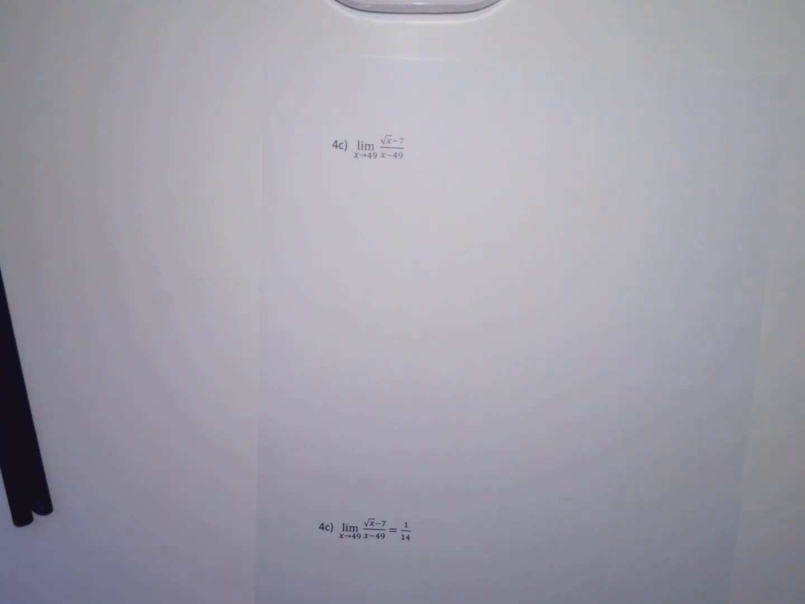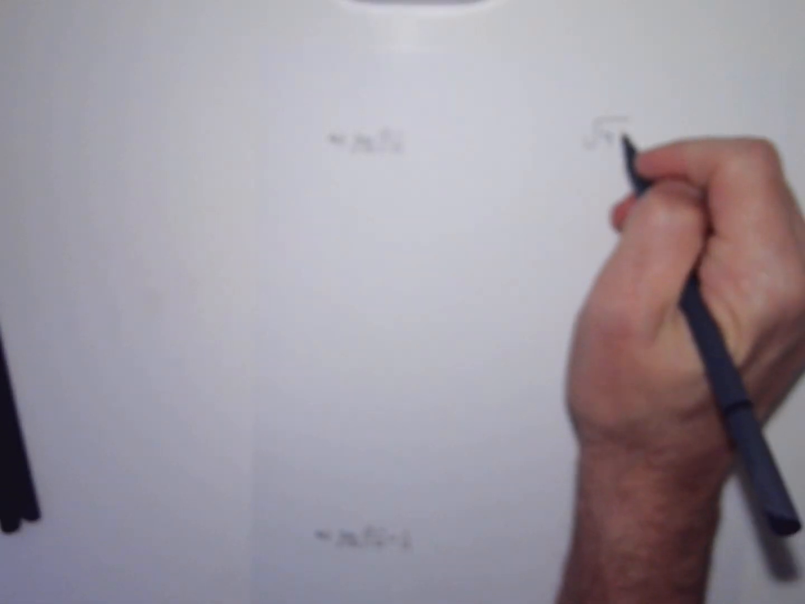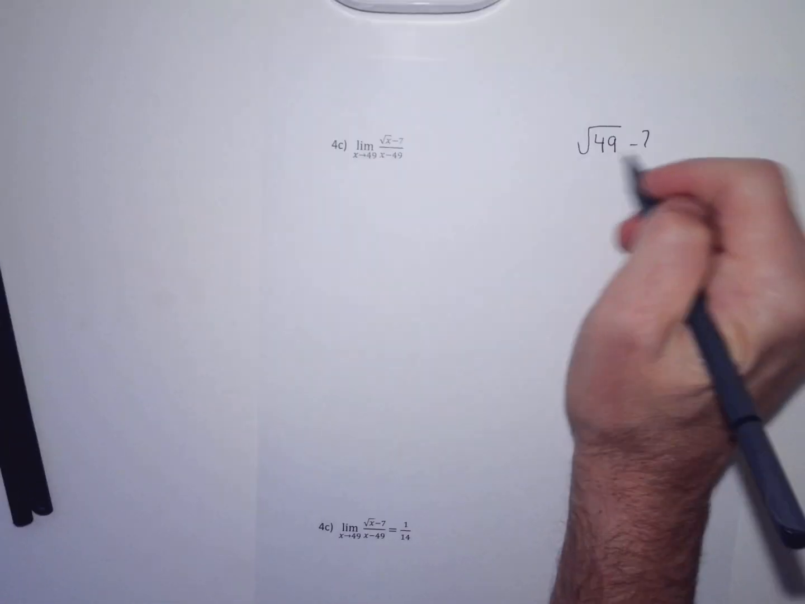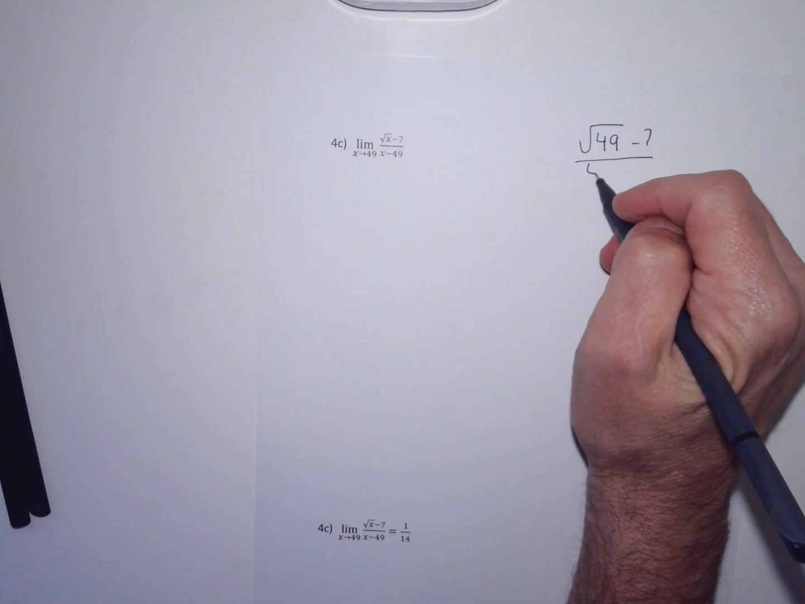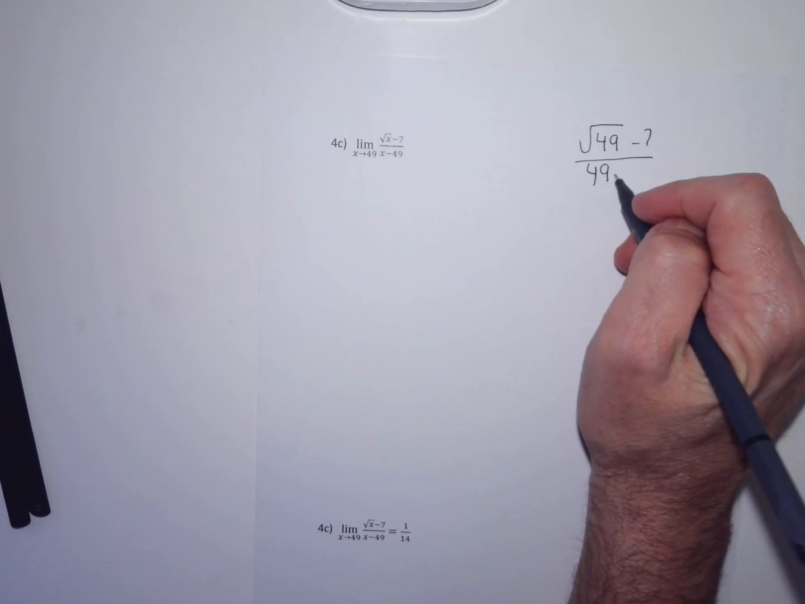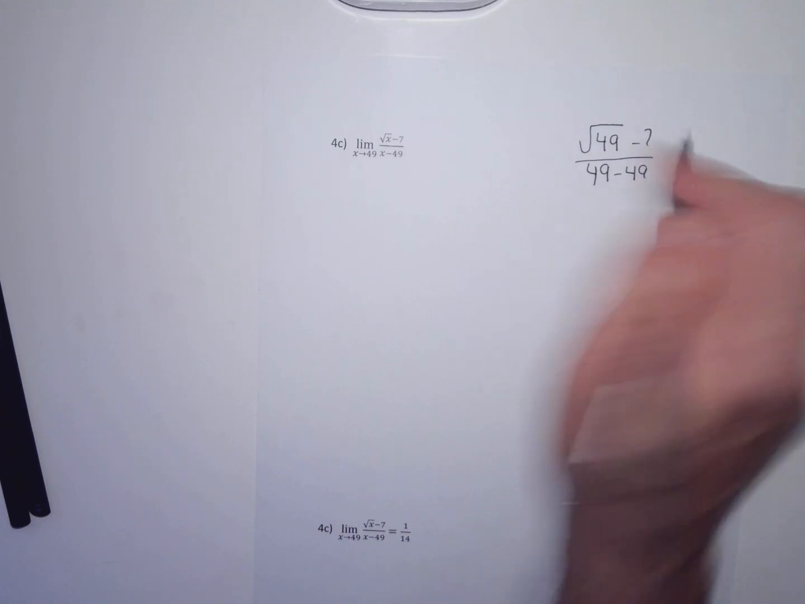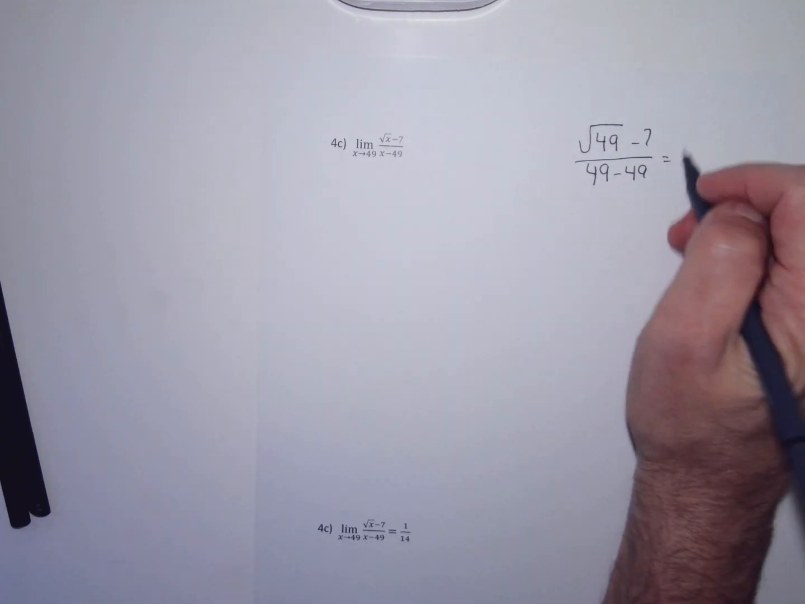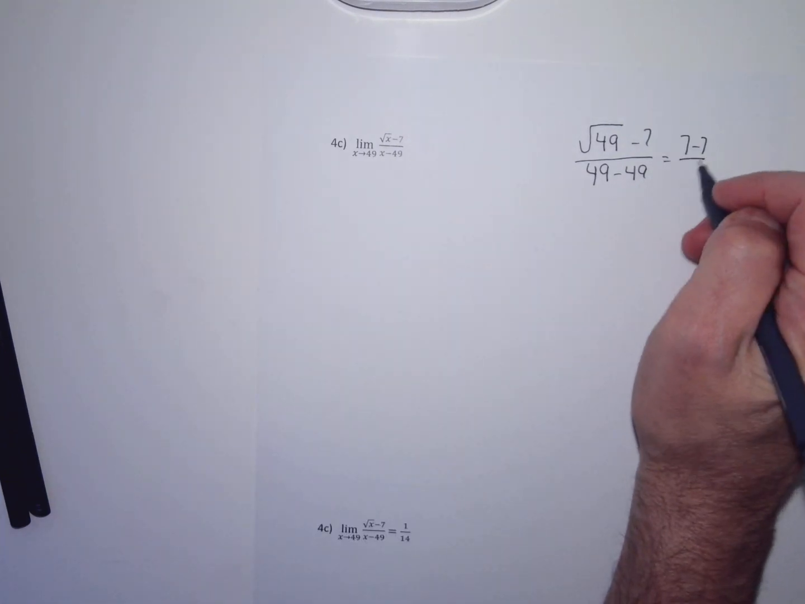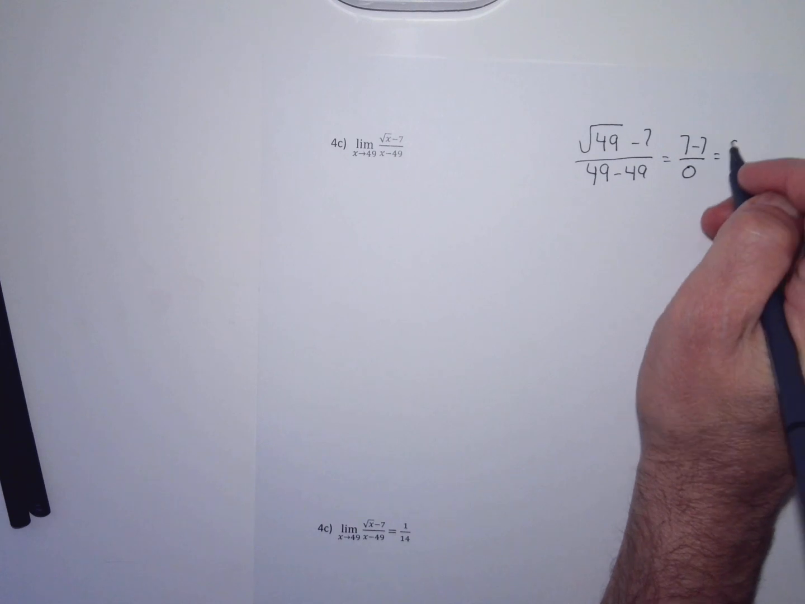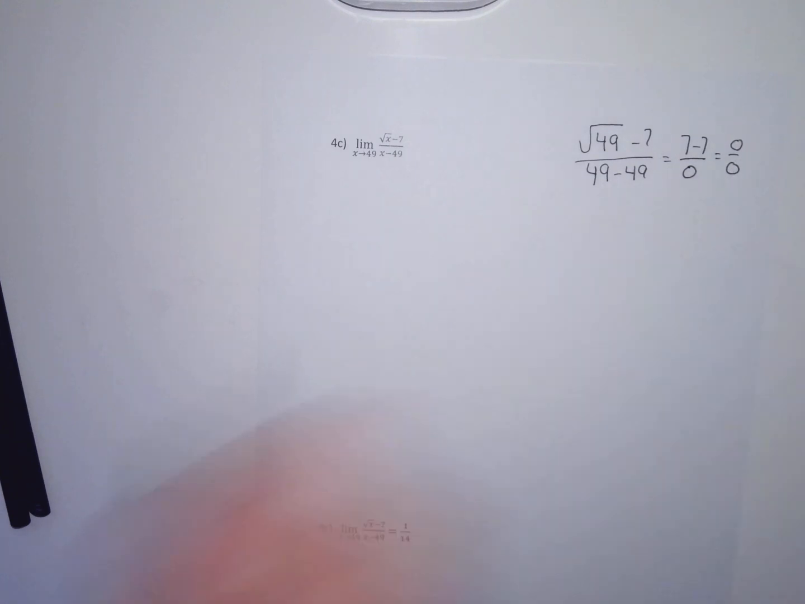C is another fraction limit not at infinity. Technically, I should be plugging in the value that's provided to me, but realistically, I don't really have to. I'm doing autofocus right now, so it's going to make it so you can't see what I'm writing. It's not such a big deal because I'm just showing you that I'm going to get 0 over 0 when I plug in 49 for the x's, because I get 7 minus 7 over 49 minus 49, and that's 0 over 0.